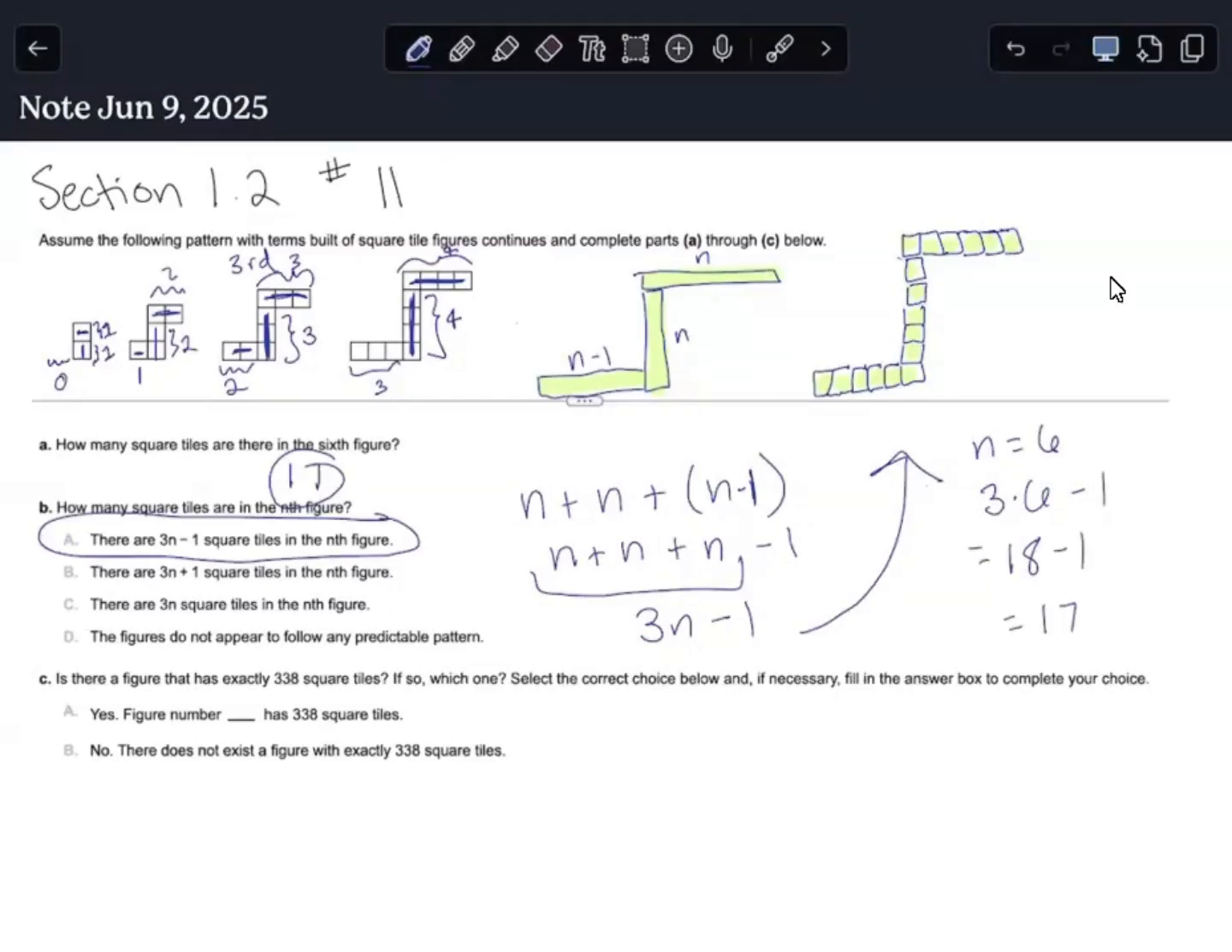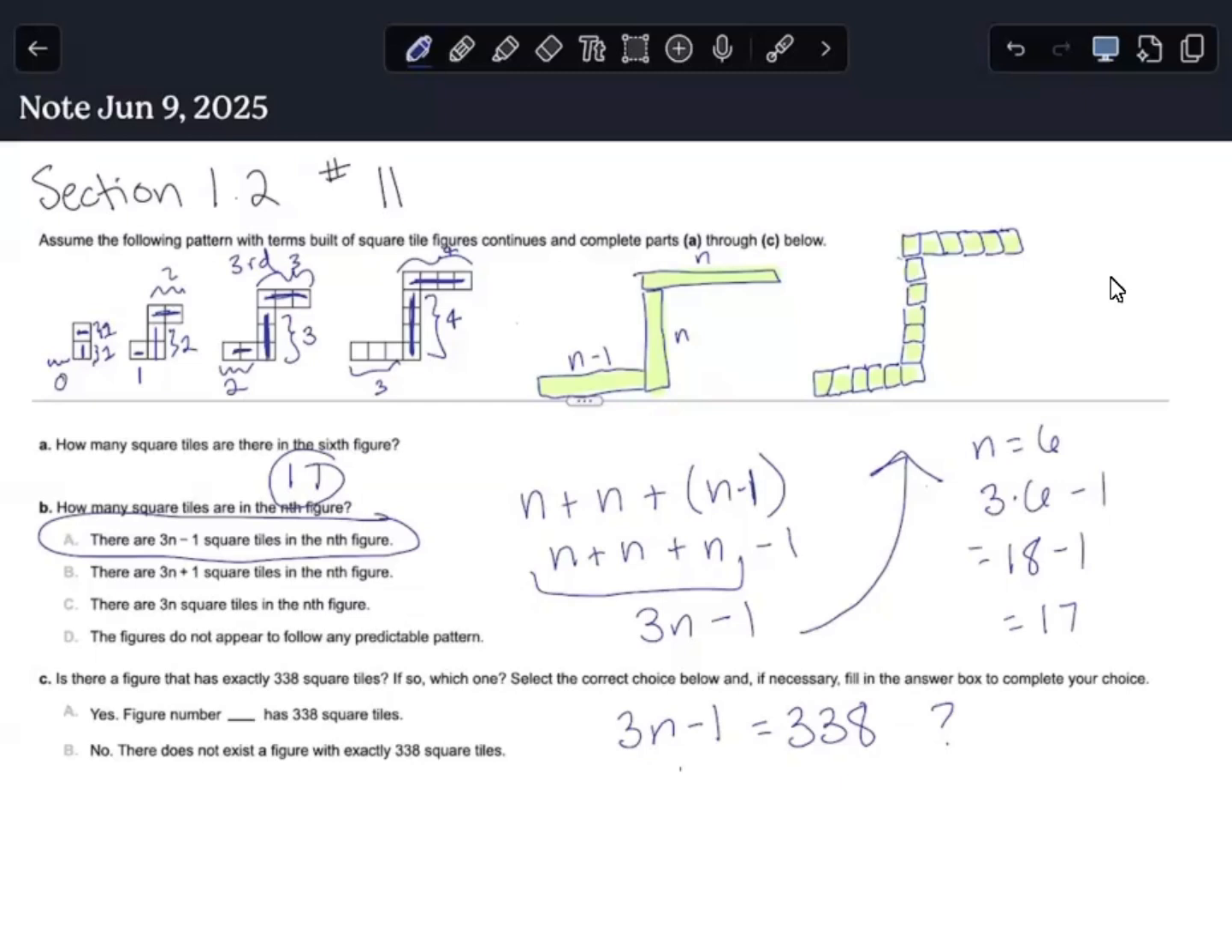All right, so part 3 of this question is asking if there is a figure that has exactly 338 tiles. And so to figure this out, we need to figure out, is there a time when 3n minus 1 will equal 338? And so I need to find if there is such an n that makes 3n minus 1 equal 338. And in that case, that n would be the number of the figure that would have 338 tiles in it.